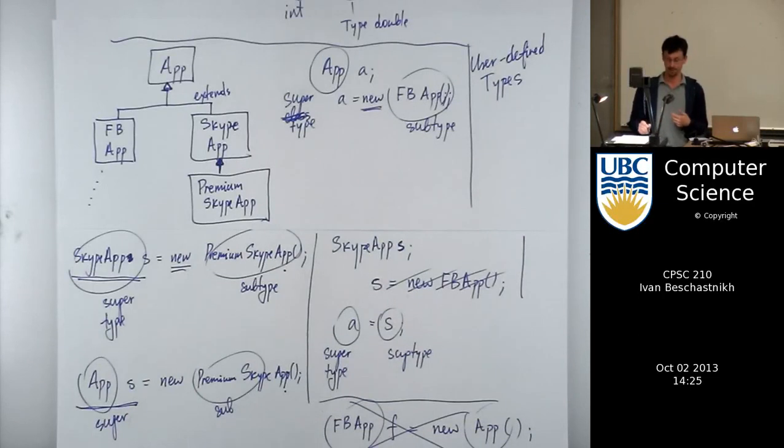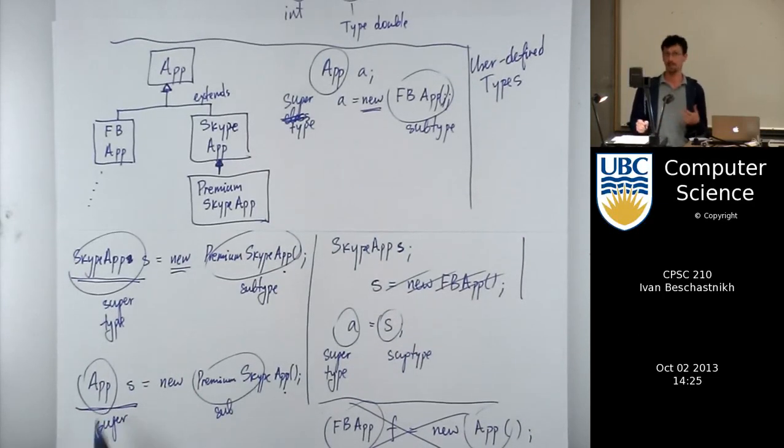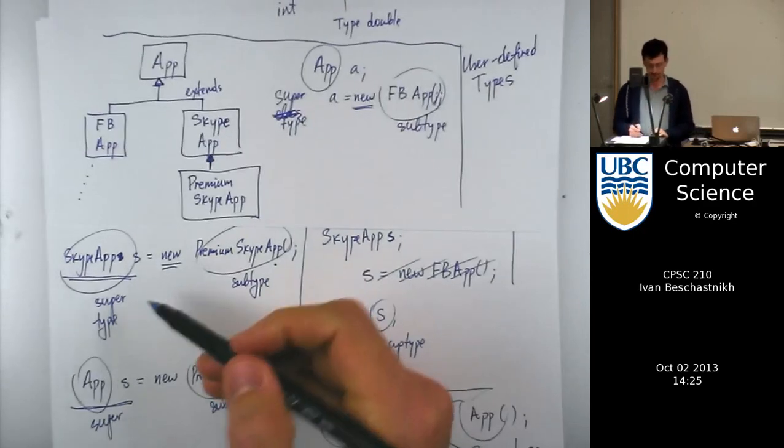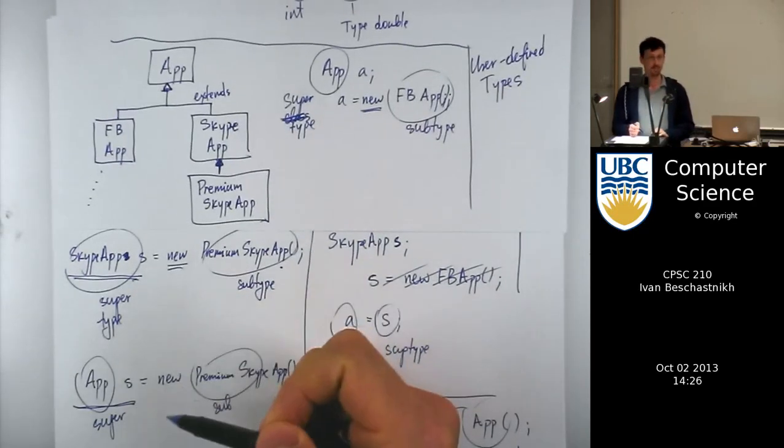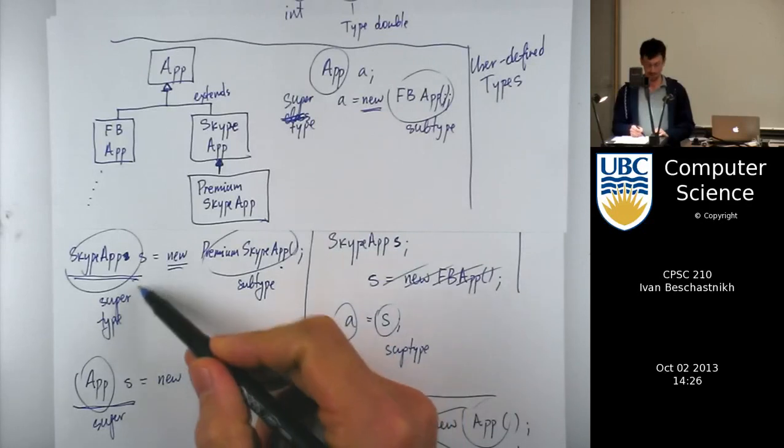So for example, in my operating system, I might have a statement like app A equals new app. And it doesn't really care what kind of app it is. It doesn't care that it's a Skype Premium app or this FB app. All it knows is that the app is on the screen, and I can tap on it, and drag on it, and so forth. But if I'm actually inside the app, inside of Skype, then I might actually want to declare this.